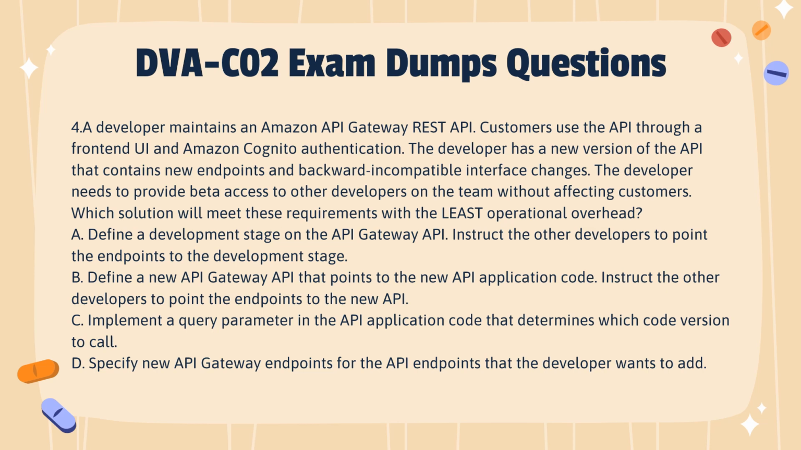A. Define a development stage on the API Gateway API. Instruct the other developers to point the endpoints to the development stage. B. Define a new API Gateway API that points to the new API application code. Instruct the other developers to point the endpoints to the new API. C. Implement a query parameter in the API application code that determines which code version to call. D. Specify new API Gateway endpoints for the API endpoints that the developer wants to add.